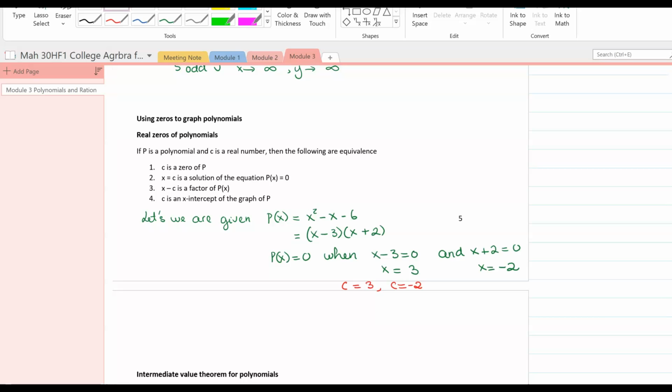And again, as we can see here, x minus 3, or x minus c, and here x plus 2, or x minus negative 2, is a factor of p of x. And if you graph this, c is an intercept of the graph of p of x. The intercept means the value of x when y equals 0. And so obviously we got these two numbers by setting the equation p of x equal to 0. So these are also the intercepts of the graph of p of x. So these four statements are equal to each other, they are equivalent.